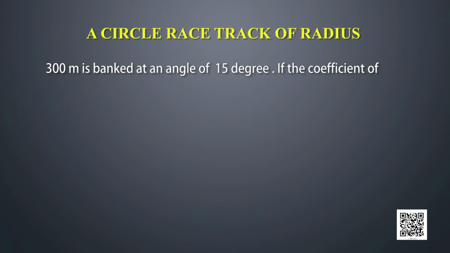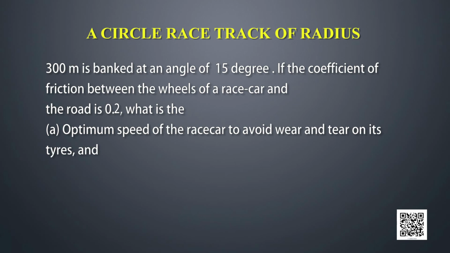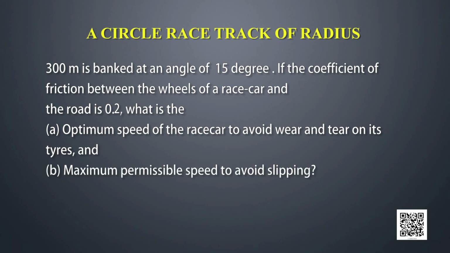Let us now take another example. A circular race track of radius 300 meter is banked at an angle of 15 degree. If the coefficient of friction between the wheels of the race car and the road is 0.2, then what is the optimum speed of the race car to avoid wear and tear of the tires, and the maximum permissible speed to avoid slipping using the friction also?